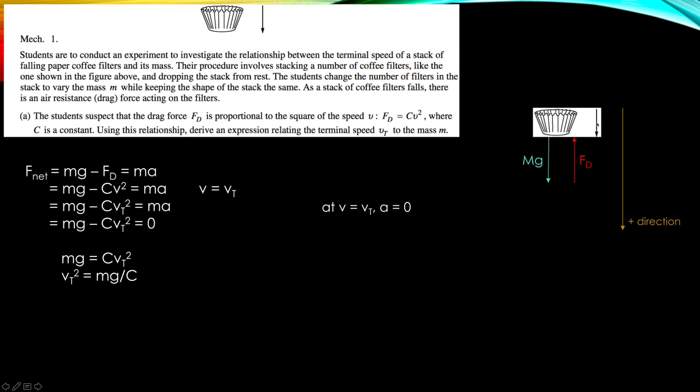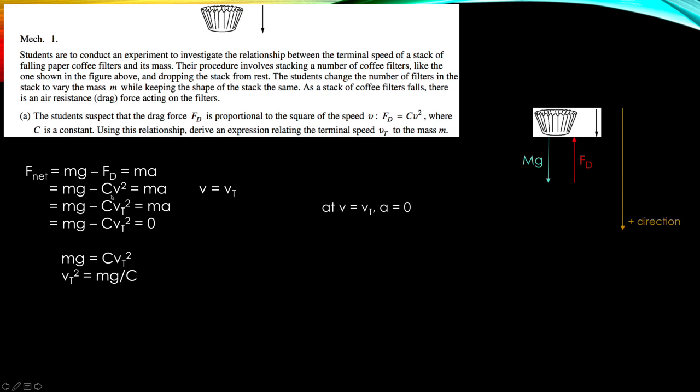And also because this thing is falling down, we're going to take the downwards direction as positive. Therefore, this is a free body diagram, right? So mg is going to be positive, because it's in the positive direction. Fd is going to be negative because it's opposing the motion. It's in the negative direction.